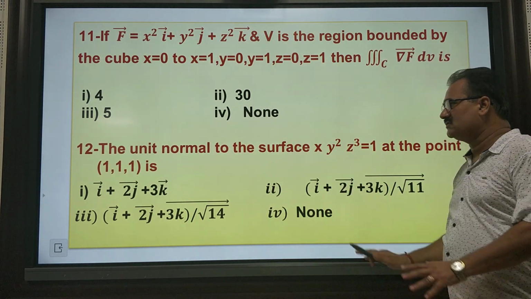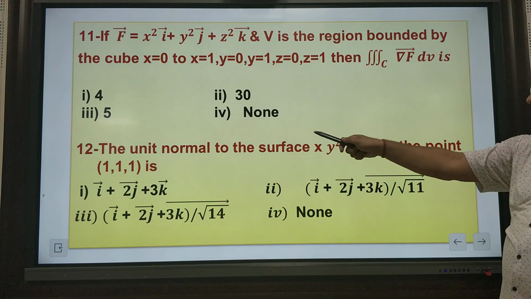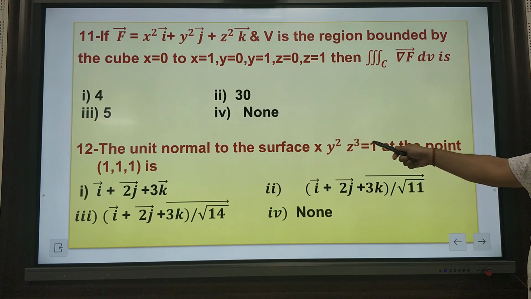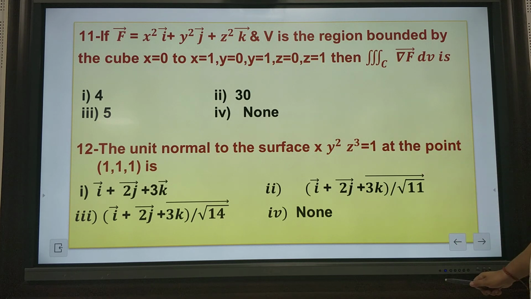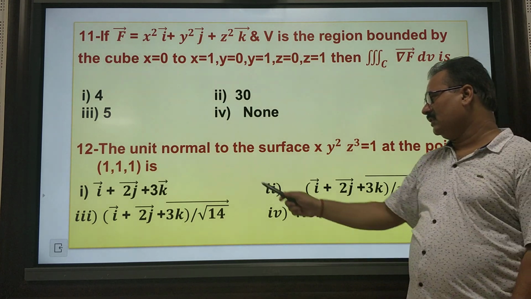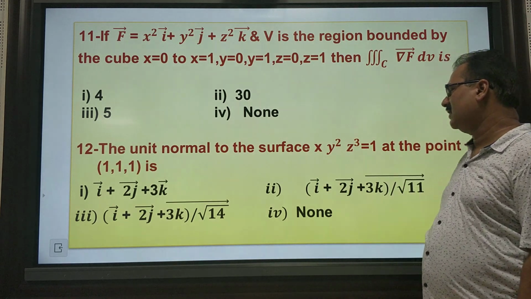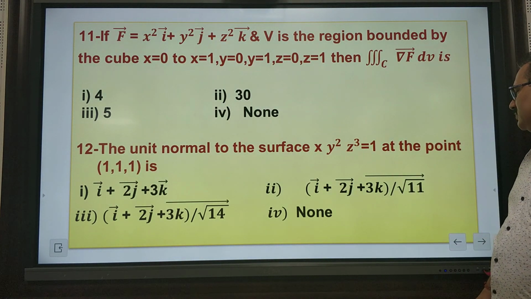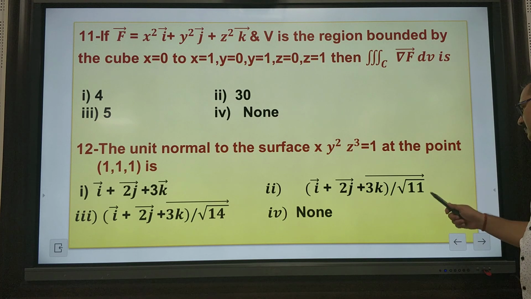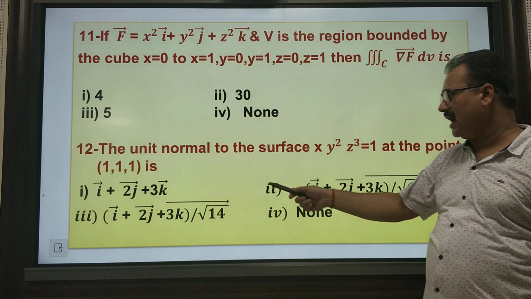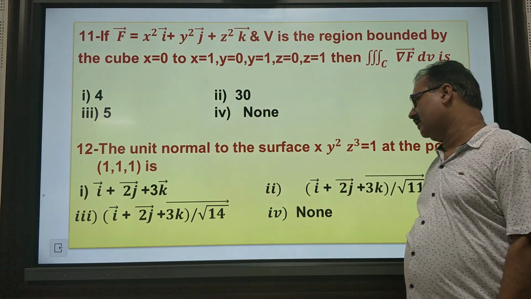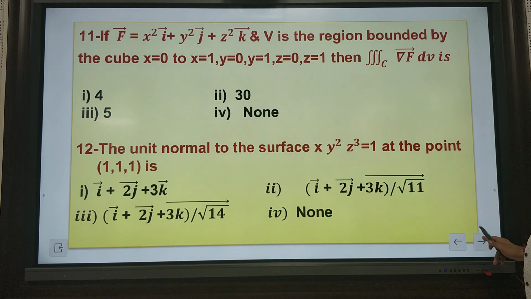The 12th question and last question of this MCQ series is: the unit normal to the surface x y^2 z^3 = 1 at the point (1, 1, 1) is. The first option is i + 2j + 3k, second is (i + 2j + 3k)/sqrt(11), third is (i + 2j + 3k)/sqrt(14), and fourth is none of these.